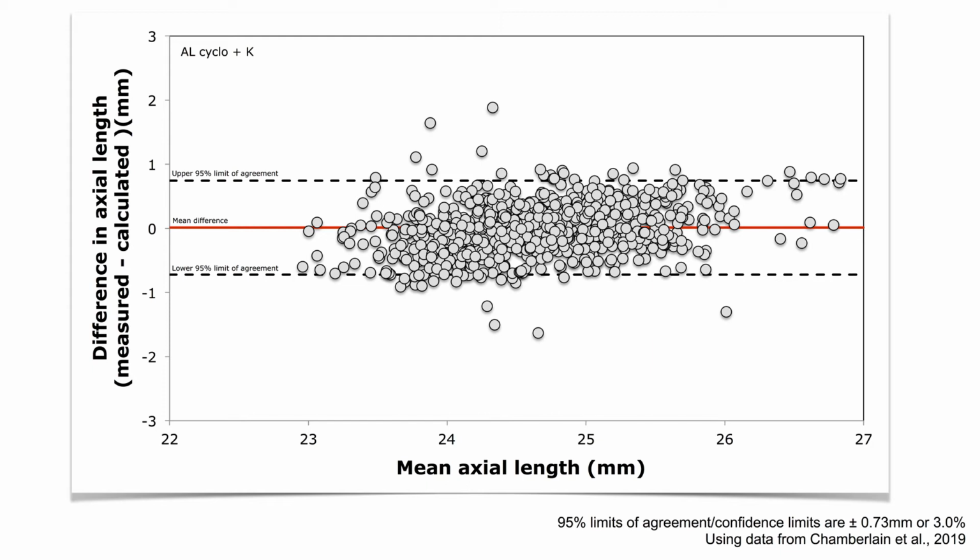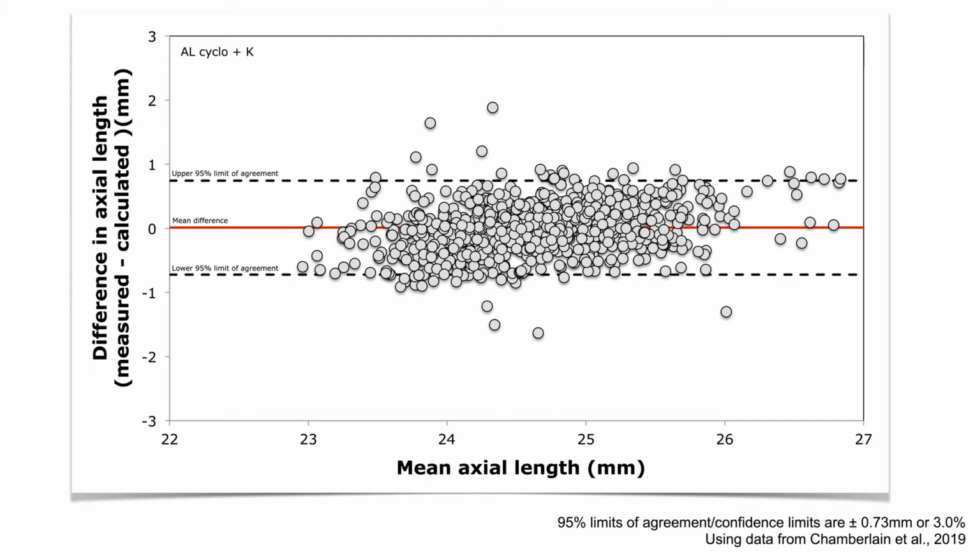Now, any data point along that red line on this chart means that there was no difference between the two measures. They were exactly the same. And you'll see there are a few points along that red line and some points above and some points below the line. And if they're above or below the red line, it means there is a discrepancy between the calculated value and the actual measured value.